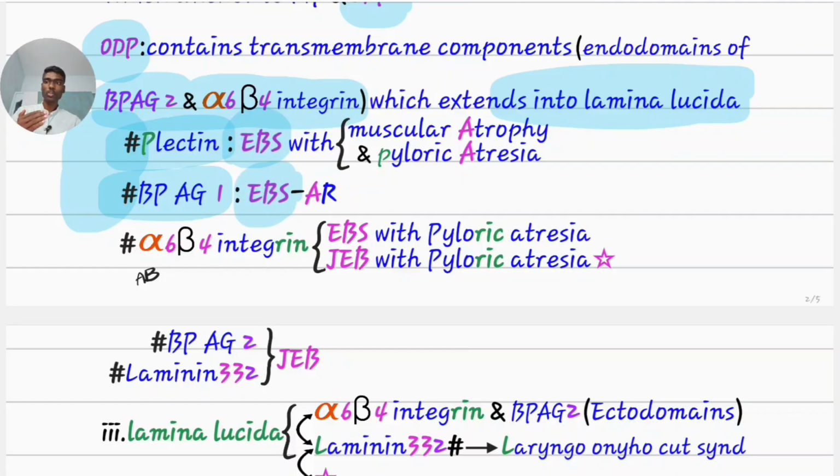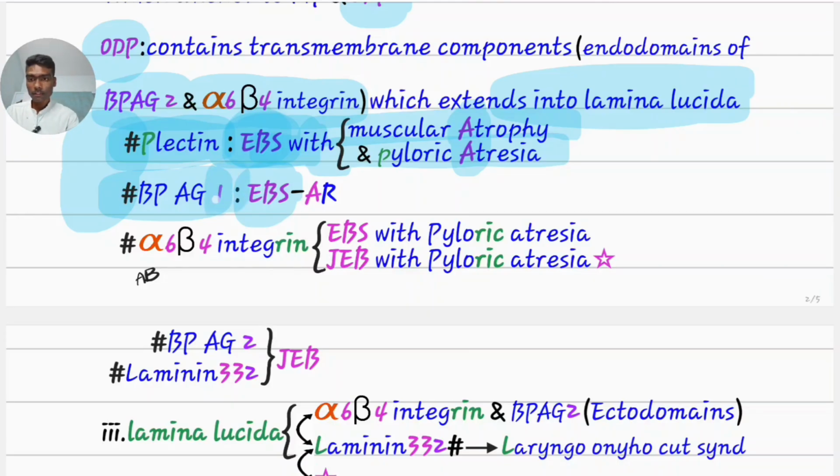If you go in depth, plectin defect causes epidermolysis bullosa simplex with muscular atrophy, epidermolysis bullosa simplex with pyloric atresia. To remember this, I have highlighted the alphabet A, which represents the first alphabet. First most structures like plectin, keratin 5-14 and BPAG1.